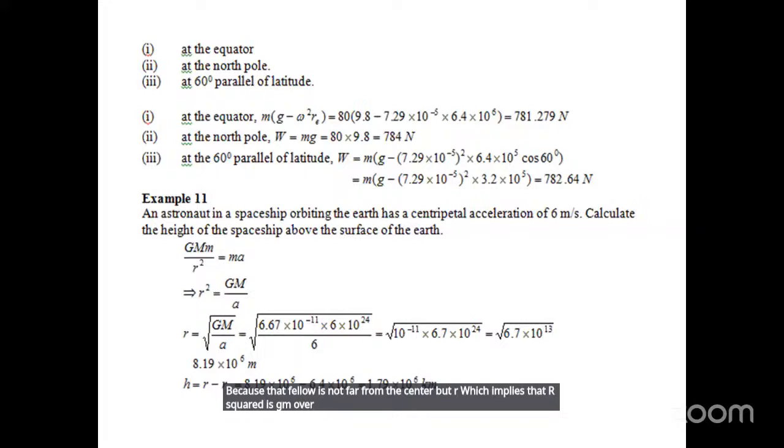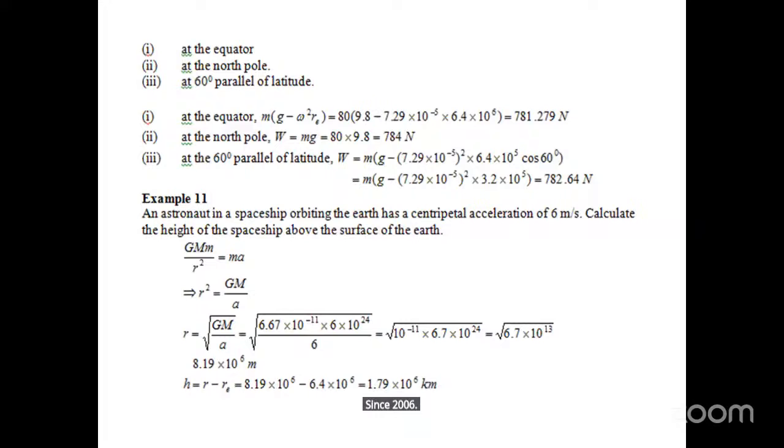which implies that r squared is GM over a. So r will be equal to the square root of GM over a. If you put all that together, you arrive at 8.19 times 10 to the power 6 meters. And h, the height above the Earth, will be r minus re, which is 1.79 times 10 to the power 6 meters.